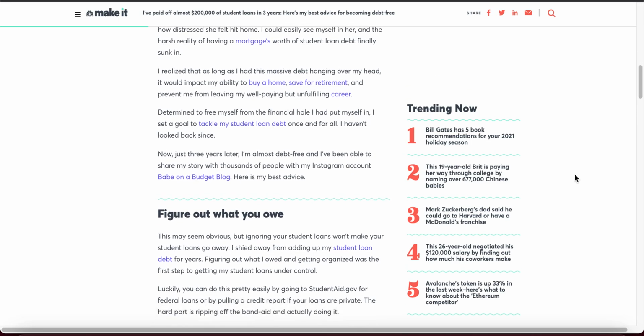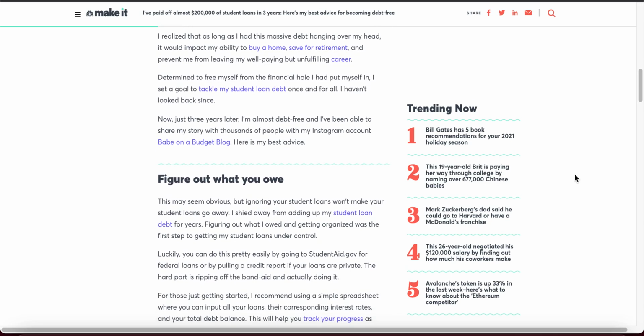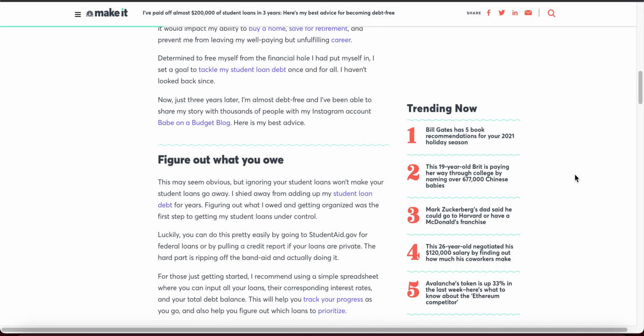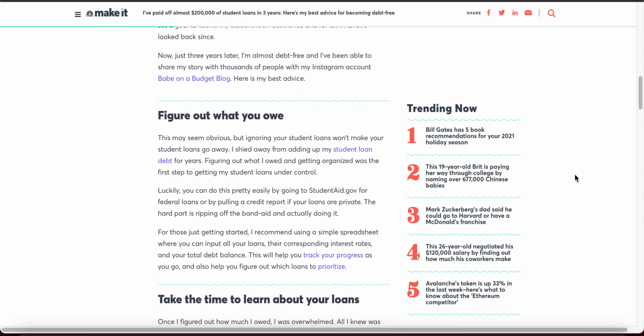Luckily, you can do this pretty easily by going to studentaid.gov for federal loans or by pulling a credit report if your loans are private. The hard part is ripping off the band-aid and actually doing it. For those just getting started, I recommend using a simple spreadsheet where you can input all your loans, their corresponding interest rates, and your total debt balance. This will help you track your progress as you go and also help you figure out which loans to prioritize.